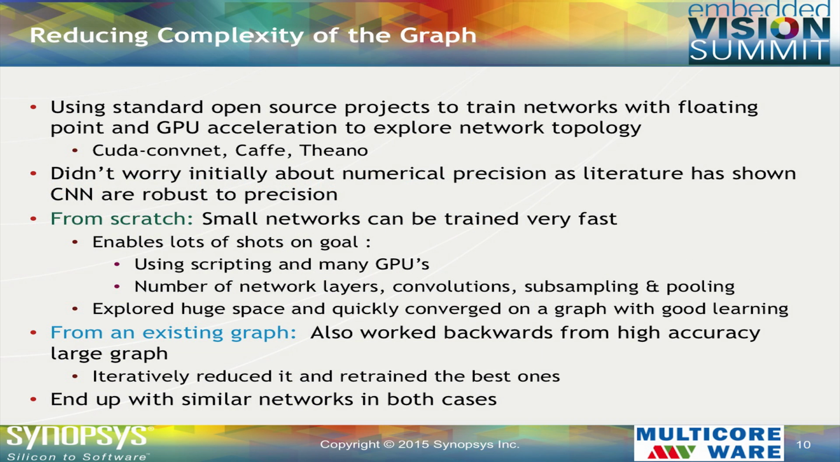So how did they move from this big graph to the smaller one? This has been done using existing popular training frameworks like CUDA ConvNet, Caffe, Theano, or Torch7. And it has been done initially without worrying about the precision, so the training was all done in floating point, the gradient descent and all that. And two approaches have been tried out.